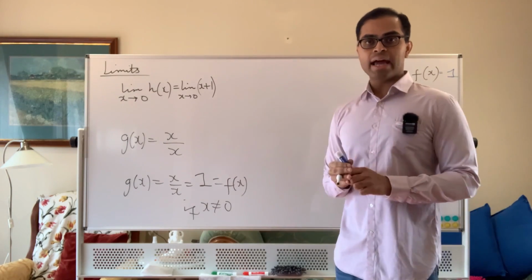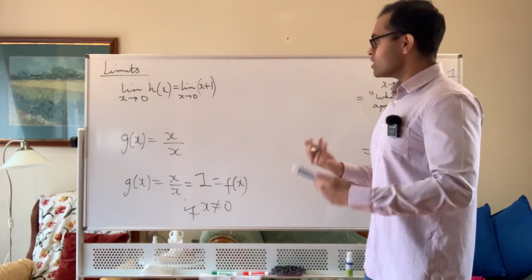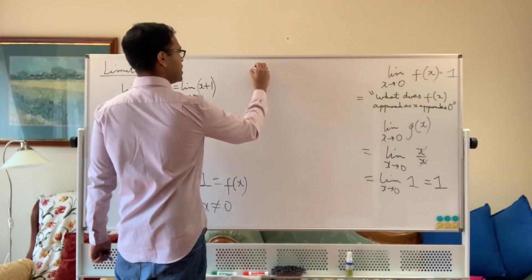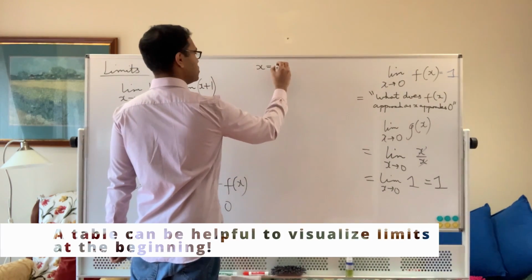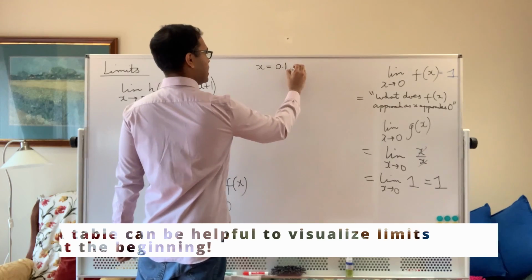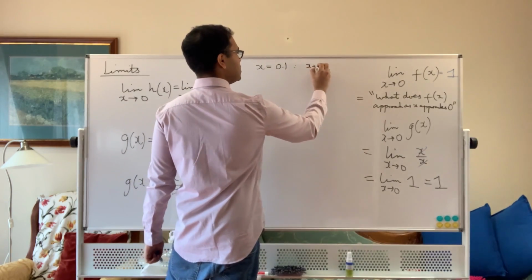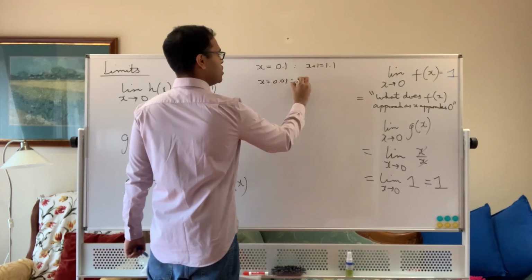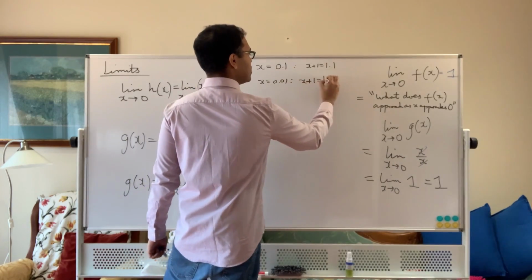Let's just think about that as x gets closer and closer to 0. For example, let's draw a table. If x is equal to 0.1, then x plus 1 is going to equal 1.1. If x is equal to 0.01, you're going to get x plus 1 equals 1.01.